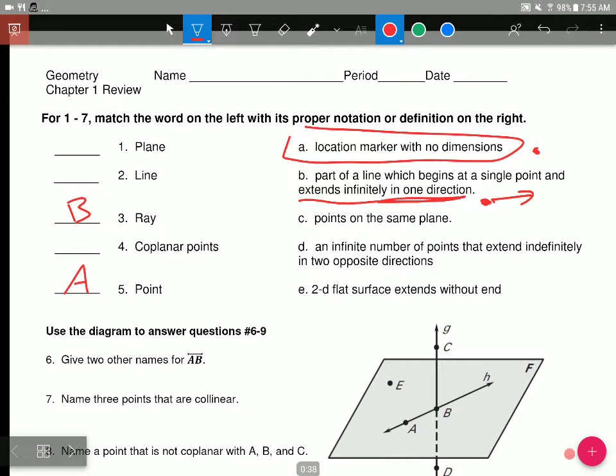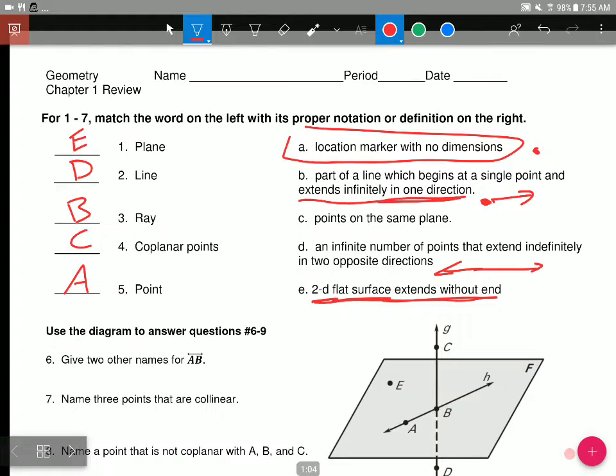Points on the same plane, okay? If you're on the same plane, you are coplanar. All right, an infinite number of points that extends in two possible directions. So if I'm going that way forever and I'm that way forever, oh yeah, that's a line. That means the last one must be a plane. Well, a two-dimensional flat surface extends without end. That sounds a lot like a piece of paper, except a paper ends where a plane does not end.